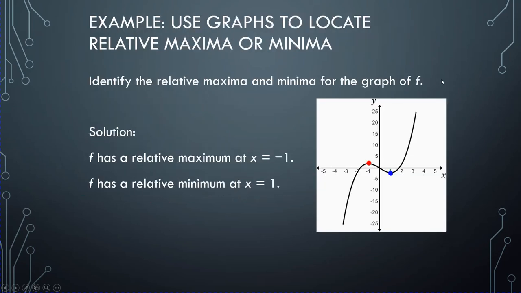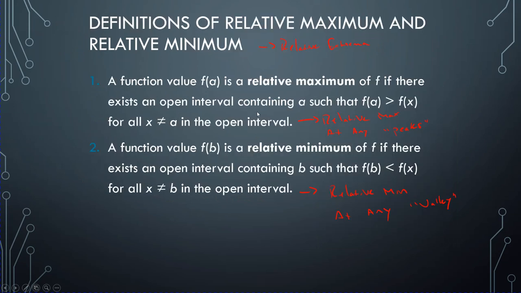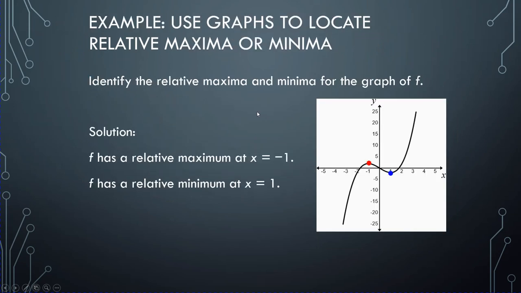So what I want to do now is look at graphs and show you what I mean by the relative max, relative min. So let's identify the relative maxima and minima of the graph of this function f. Okay, so I've got this function f here. Relative max occurs at peaks. So this value here is the relative max value. So we say here f has a relative max at x is equal to -1 because that's the peak right here. And the relative max value would be f of -1.